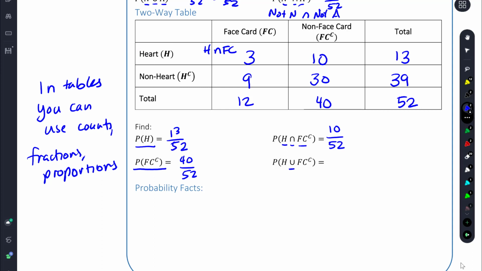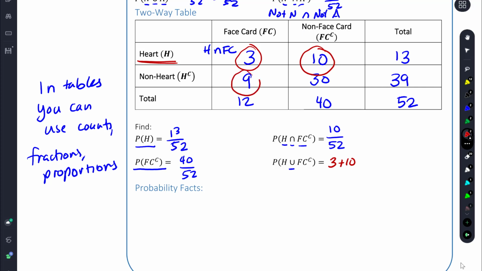The union is a little bit trickier, and here's how I like to look at it. Does the particular cell I'm looking at meet either of those two conditions? If so, I'm going to include it. So the first one I look at is this 3. Is that card a heart? Yes, it is, so that's going to be included. What about this 10? Are these 10 cards hearts? Yes, they are, so they will be included.